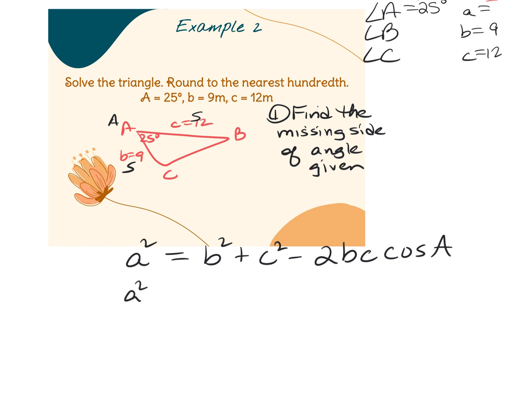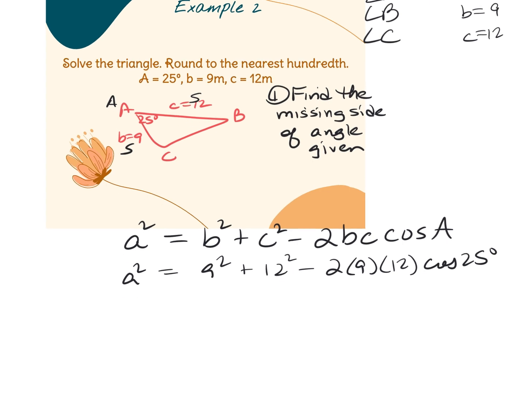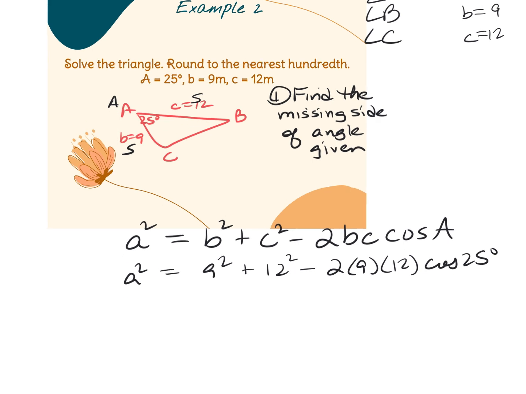My B was 9, so square it. C is 12, square it. And then now multiply: 2 times 9 times 12 times the cosine of 25. Now, what's important here is that you play around with your calculator, because this whole quantity here is being multiplied. So be very careful when you do this.